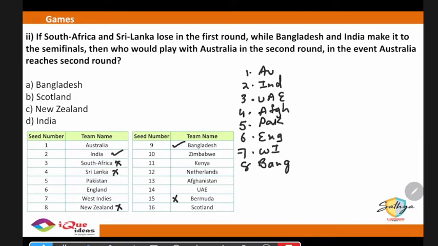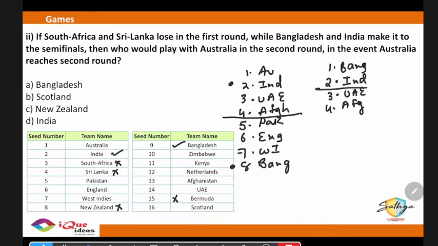Now it becomes a simple matter of 1 against 8. And I have to make sure who reaches the semi-finals. Bangladesh and India definitely have to reach the semi-finals. So now against Australia and Bangladesh, the winner would be Bangladesh. In the second one against India and West Indies, the winner has to be India. In the third one, UAE versus England, the higher seed I will go with, UAE. Fourth, Afghanistan, Pakistan, I would go with Afghanistan.